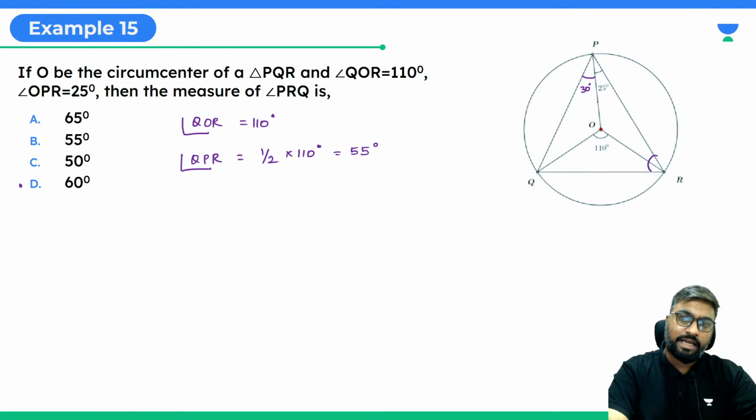Okay, these two are radius, correct? This and this are radius. These two are radius. Same way these two are radius, right? These three will be equal because they are radii of this circle. So if this is 30, this angle is also 30. If this is 25, this angle is also 25. Agreed?